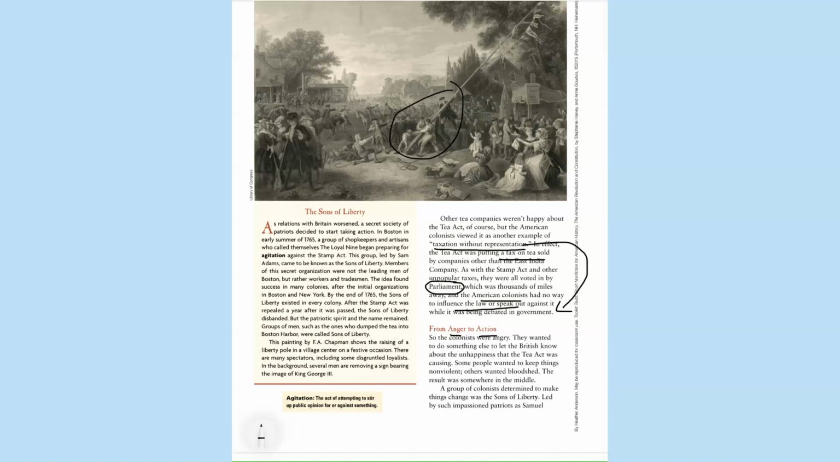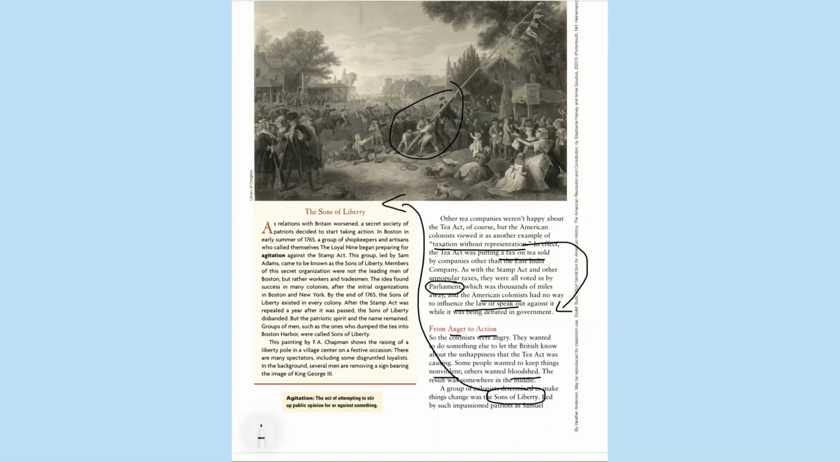Okay, so I see that they really wanted to protest against this. Some people are keeping things non-violent, just protesting, but others wanted to become a little more violent. A group of colonists determined to make things change was the Sons of Liberty. So this is a group of colonists, Sons of Liberty. I've heard their name before, but I don't really know a lot about it. And now I see that over here, there's a sidebar that explains to me the Sons of Liberty. So before I continue reading the rest of the text, I want to take a look at what I can learn from the sidebar over here.